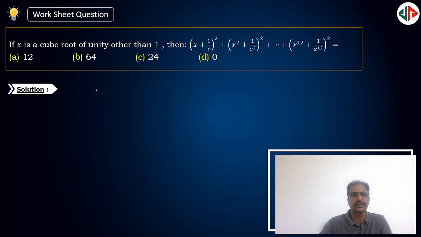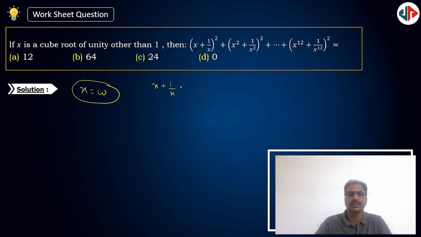Next, if x is a cube root of unity other than 1, so I can take x as omega. Because given that x is a cube root other than 1, you can take either omega or omega square. Then what will be x plus 1 by x? Omega plus 1 by omega. In place of 1, I can write omega cube by omega. So this is omega plus omega square, which is minus 1.